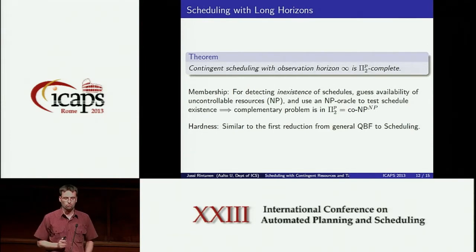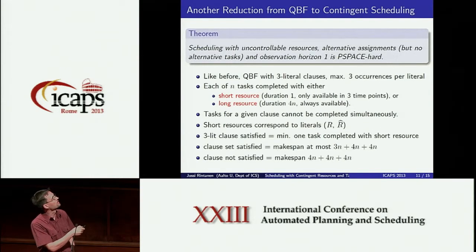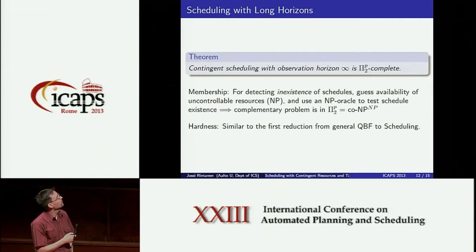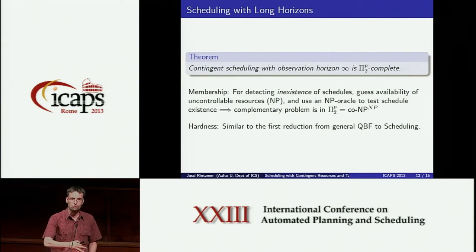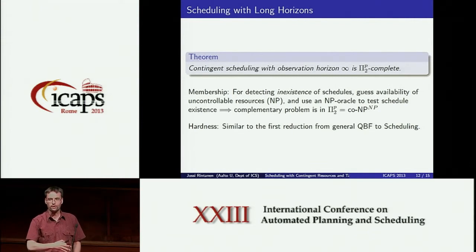Then there are two results placing contingent scheduling problems in low levels of the polynomial hierarchy. If the observation horizon is infinite, whereas in these previous results we have the most difficult case of only one step ahead observability. So if observability is infinite, we have a Pi-2-P complete problem. So when starting the execution of the schedule, we have to have the contingent schedule ready, but we can observe everything and then choose the right regular schedule to complete all the tasks. That's one of the easy cases.